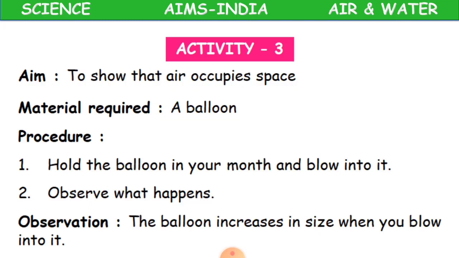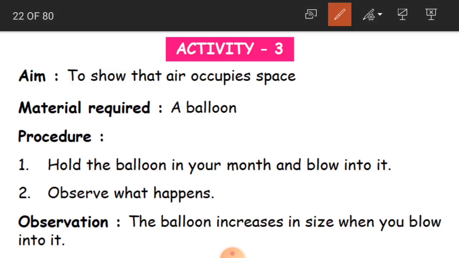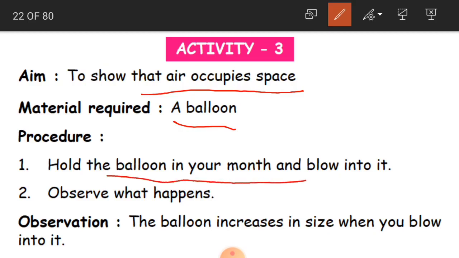In this activity we are going to show that air occupies space. What you need is a balloon. Most of our experiments are with balloons only, so it's very easy for you to perform this task. What is the procedure? Hold the balloon in your mouth and blow into it. This is a very easy and interesting task for us, blowing the balloons. Just blow it and observe what happens.